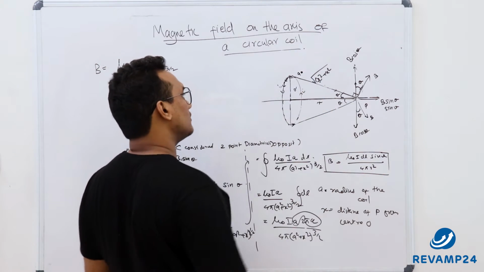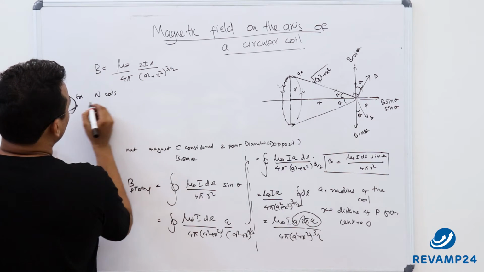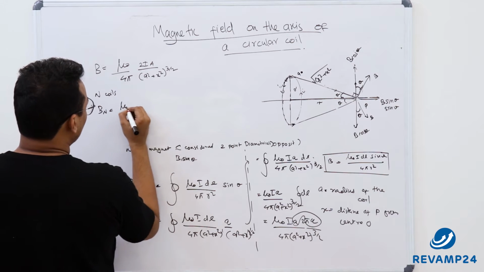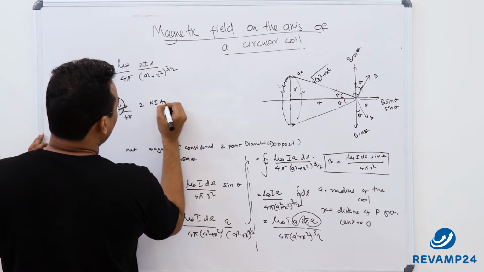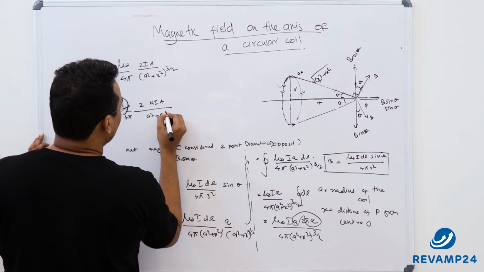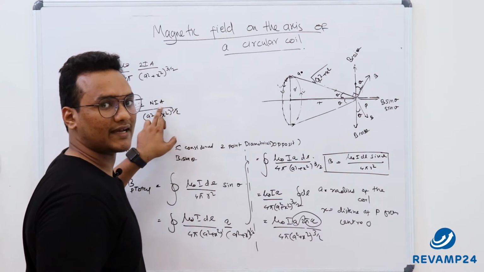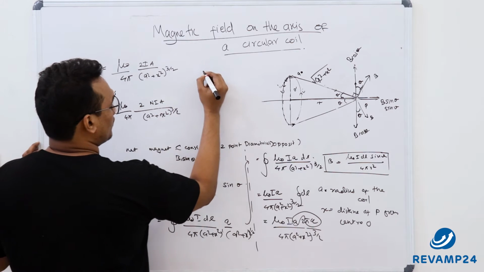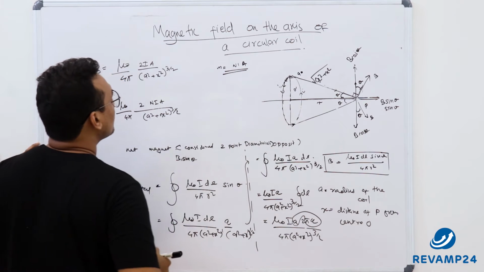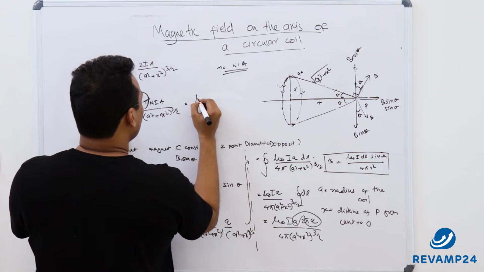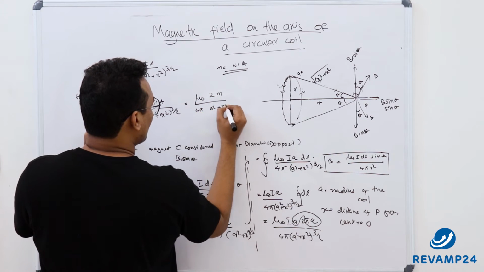If there are n coils, then I have to multiply it by n. For n coils, B is equal to mu0 by 4 pi into 2 n I A divided by a square plus x square the whole power 3 by 2. Now this nIA is taken as magnetic moment. You can make a note of it. Magnetic moment has been defined as nIA, number of turns into current into area. So that will become mu0 into 2M divided by 4 pi into a square plus x square the whole power 3 by 2.